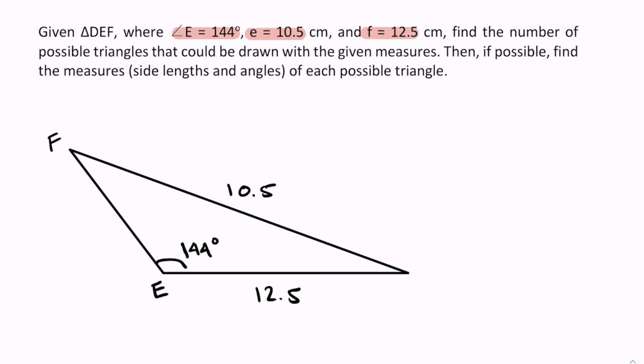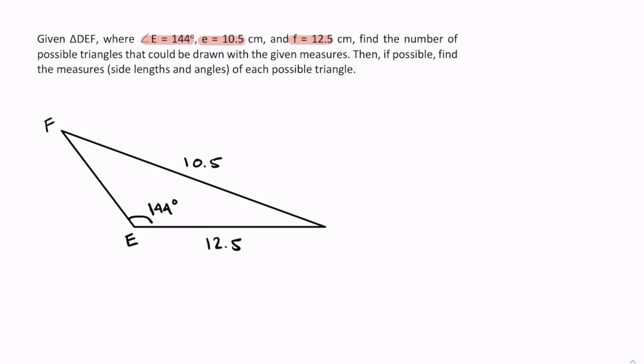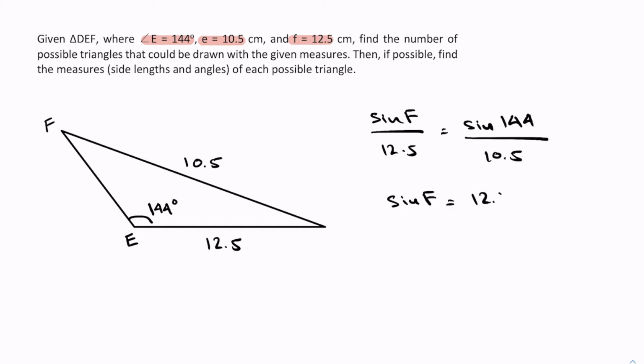10.5, this just wouldn't make sense. But let's see if we can actually prove that using the sine law. I'm going to set this up with sine F over 12.5 equals sine of 144 over 10.5. And if I do the math, I get sine F equals 12.5 times sine of 144 all over 10.5.